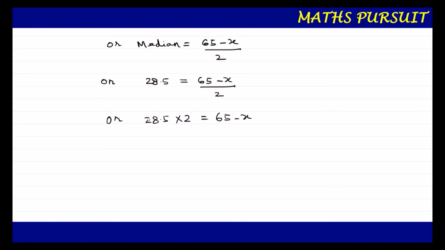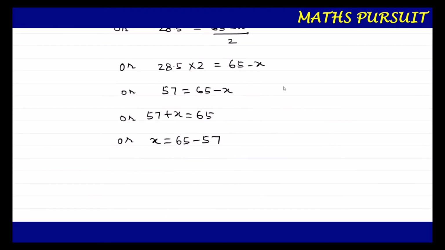What is the value of 28.5 into 2? It is 57. 57 is equal to 65 minus x, or 57 plus x is equal to 65, or x is equal to 65 minus 57. So x is equal to 8.